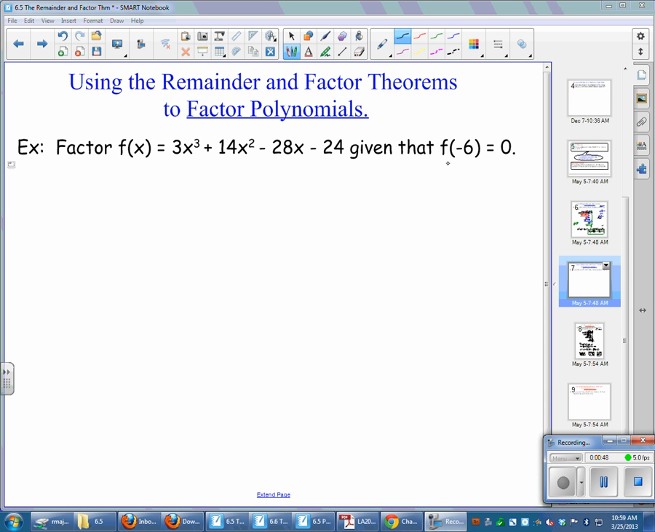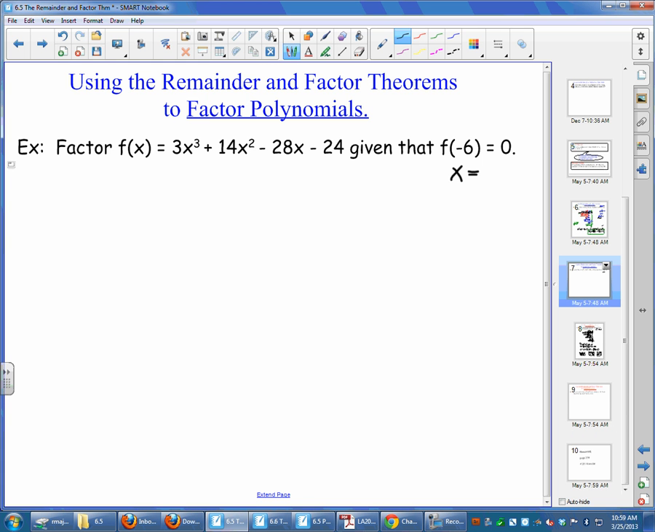So they gave us this little extra information here, and this says f of negative 6 equals 0. And what that means is if we plugged in negative 6 for each x in the polynomial, we're going to get 0 for f of x, which also means y, which means that x equals negative 6 is a solution to this polynomial. That means it's a 0 or an x-intercept also.